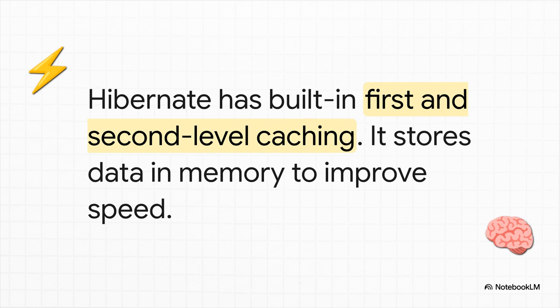Next, superpower number 2, speed. We all want faster apps, right? Hibernate comes with built-in caching, and the idea is simple, but its impact is huge. By storing data that you use all the time directly in memory, Hibernate avoids having to make those slow, repetitive trips to the database over and over again. And the result? Your application just feels way faster and more responsive.